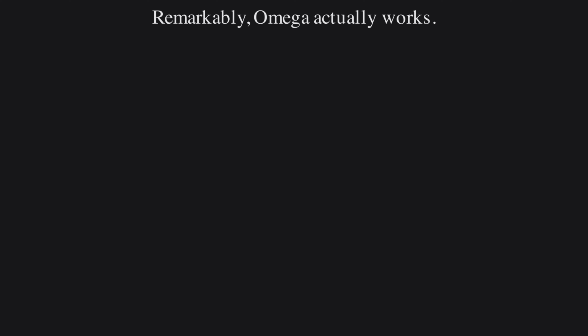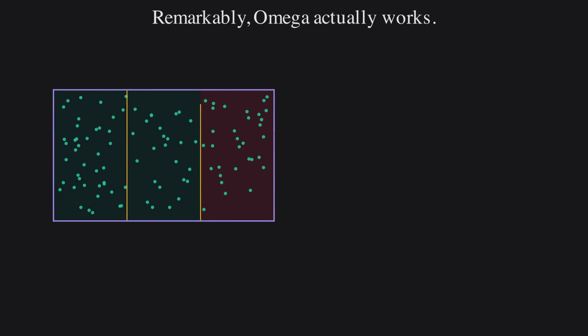And remarkably, omega actually works. In fact, the total number of arrangements of the system is equal to the product of the parts. So let's consider partitioning the box into 3 regions. The total number of arrangements is given by this expression. Now here is the key idea. We can build a larger partition step by step from smaller ones.